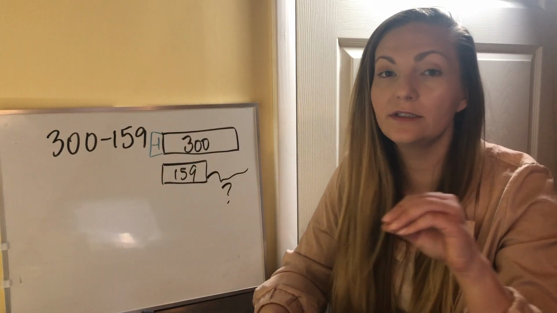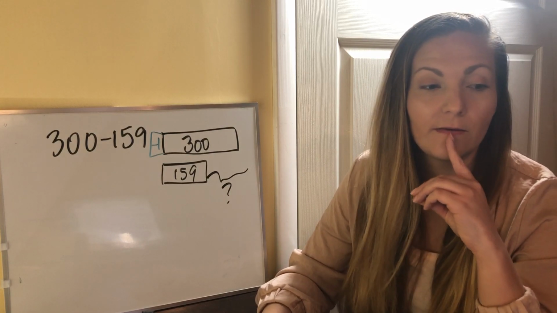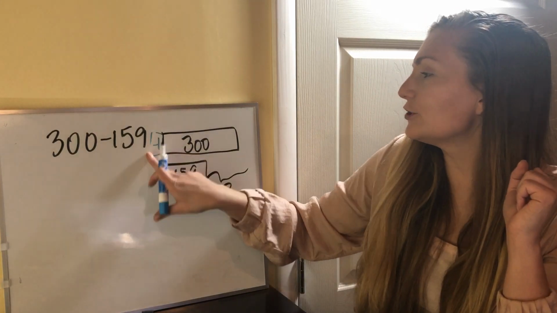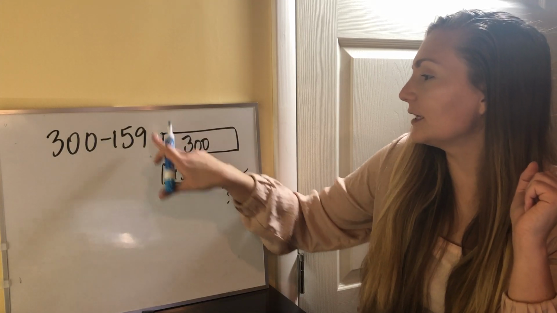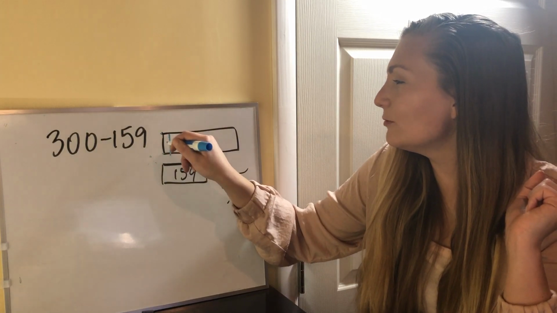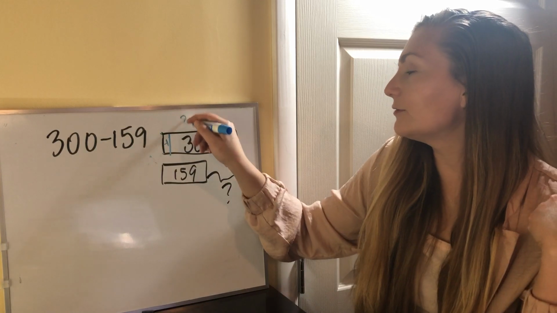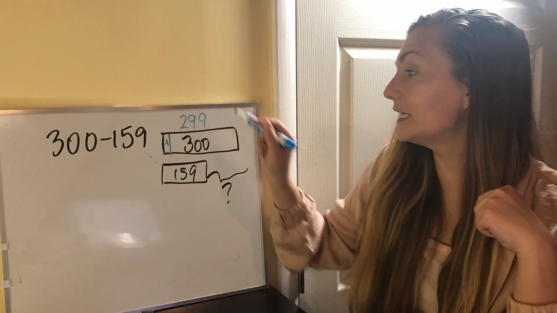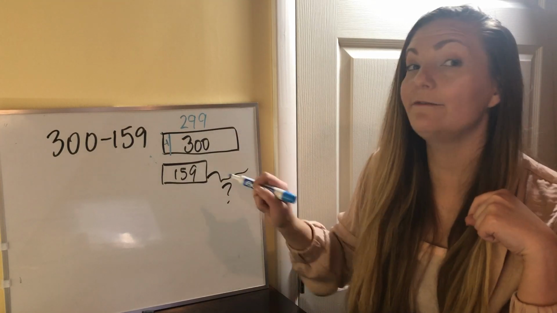So 300 take away 1. What would that give us? So really I shouldn't add 1 right on there, right? I should put it in here maybe. I'm going to take away 1. That would give me 299. So if I take away 1 from him, what do I have to do to him?